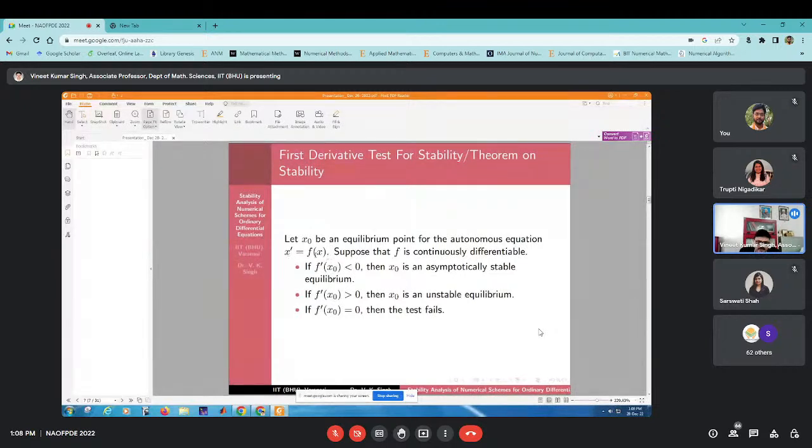So if x prime equal to f(x) is some autonomous differential equation, then x naught would be the equilibrium point if f of x naught is 0. We're looking for all those x naught for which f of x is 0.